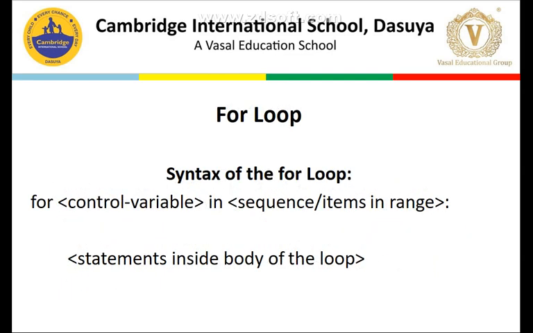Students, next is the syntax of the for loop. Very important part. Clear? First we have the keyword for. Then the second part is the control variable. The control variable is what controls how many times the loop will be executed. Then again, in is a keyword, and then we have the sequence or item in range that will decide how many times the loop will run.